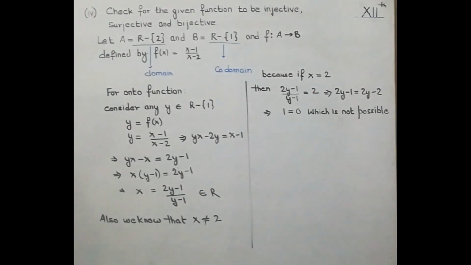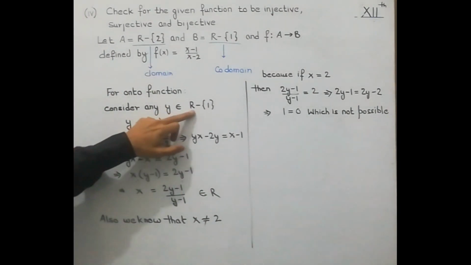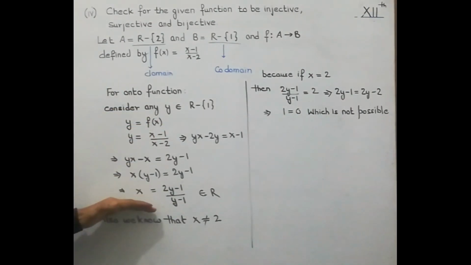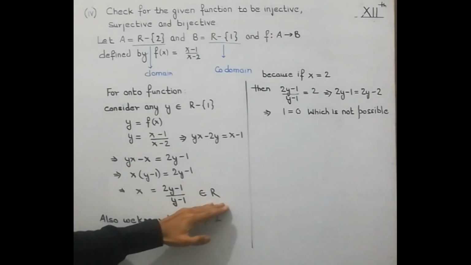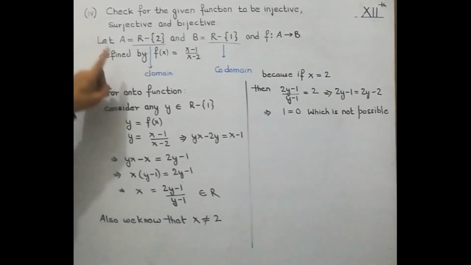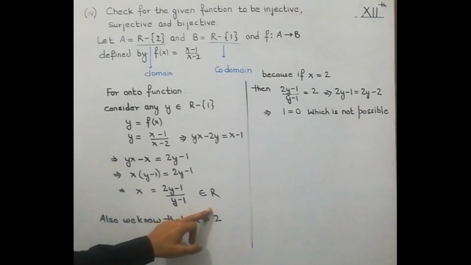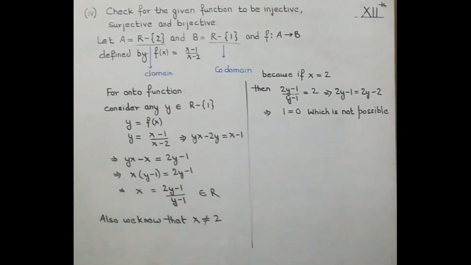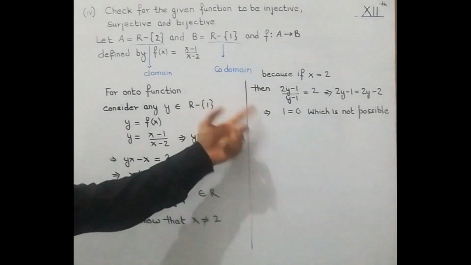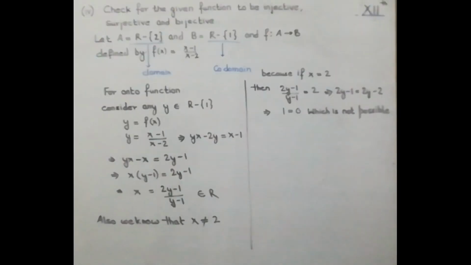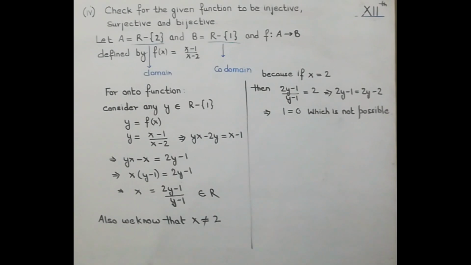See here, we want to show that when y belongs to R minus 1, we are confirmed that x belongs to R. But we have to confirm that x belongs to R minus 2. Here we have confirmed only that x belongs to R, but we haven't confirmed that x belongs to R minus 2. So how are we going to show it? Also we know that x is not equal to 2. If we consider x equal to 2, we get a relation which is impossible.